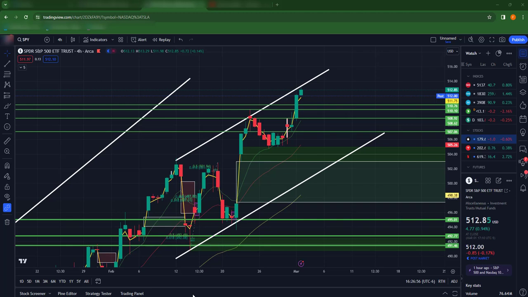Which is the best time frame to analyze a stock? Well, it really depends on your trading strategy. For instance, if you are swing trading, then you need to focus on the bigger time frames such as the weekly, daily, and 4-hour time frames.